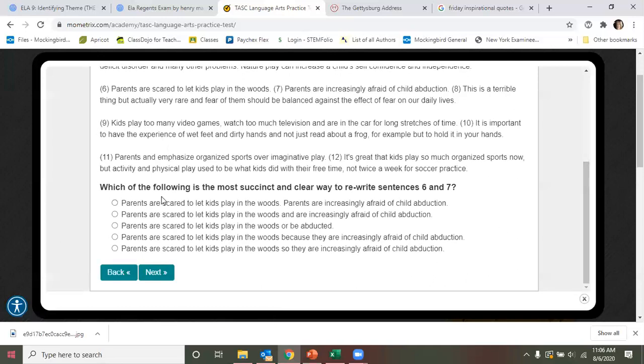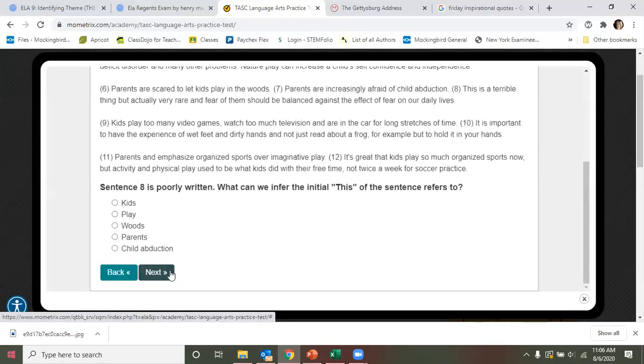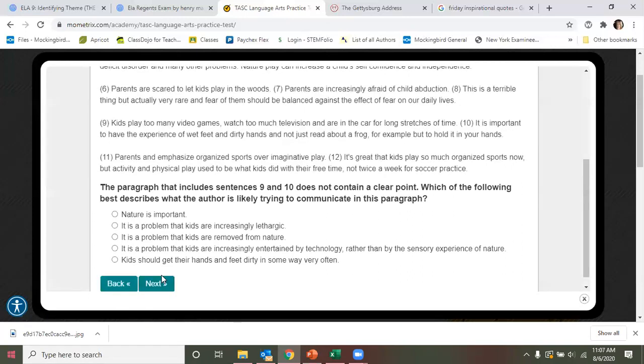Then the next one is like, what is a clear way to rewrite sentences 6 and 7? So you want to go through, and these are really great examples. These are from practice tests of what you're going to get, right? Sometimes we can refer to the initial "this" of the sentence: what does it refer to? Because sentence 8 was poorly written, right? So I want you to go through and take these tests because it's really, really important to understand what they're going to ask you.